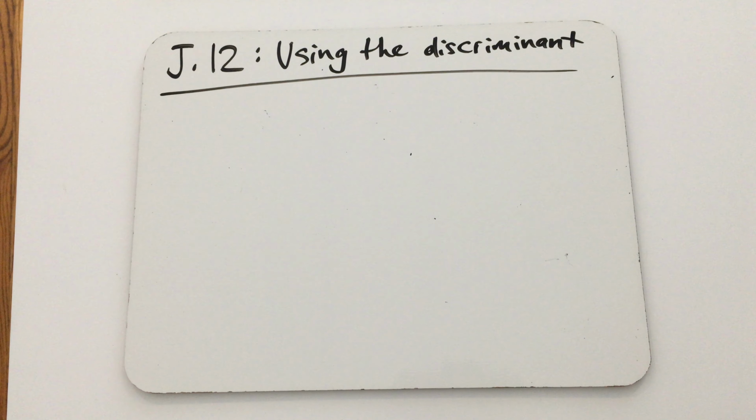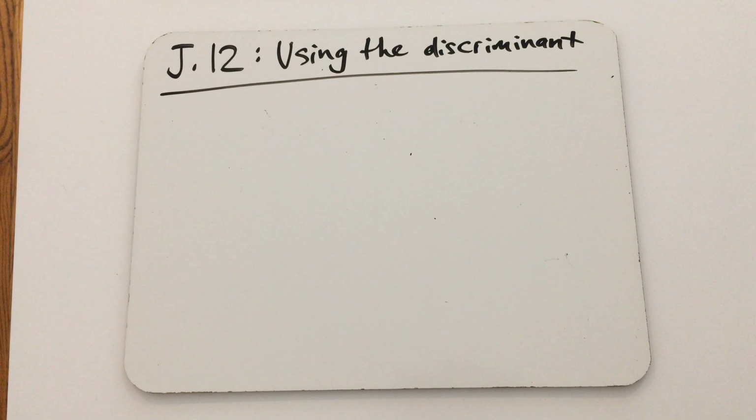Hi everyone. This video may be better if I show you on a whiteboard as opposed to just do it on IXL. This is for IXL skill J12. It's called using the discriminant. Now we use the discriminant in order to tell how many solutions there are in a quadratic function.